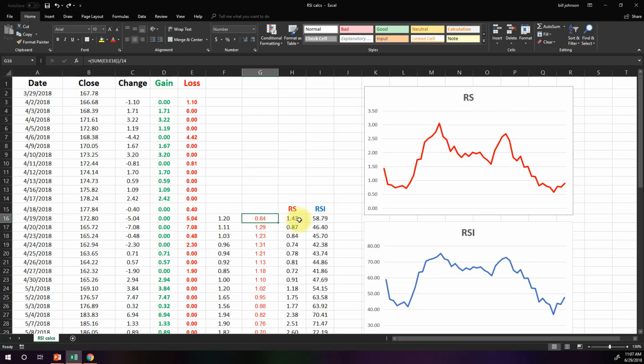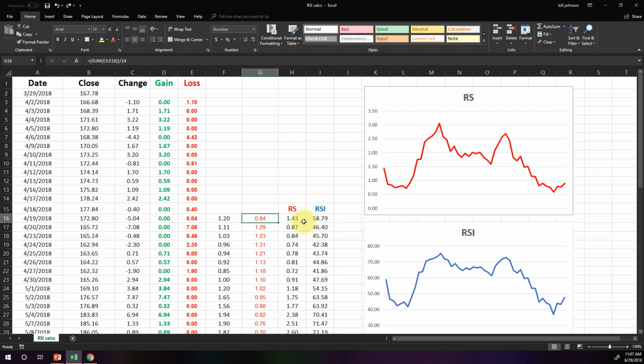So the RS figure, remember in the calculation I said there were two. There was RSI and then there was RS. RS was very simply the average gain divided by the average loss. So if we take $1.20 divided by 84, we get $1.43. If we take RS, this $1.43 number right here, and we run it through that big calculation that I showed you previously, that RSI calculation, we get 58.79.